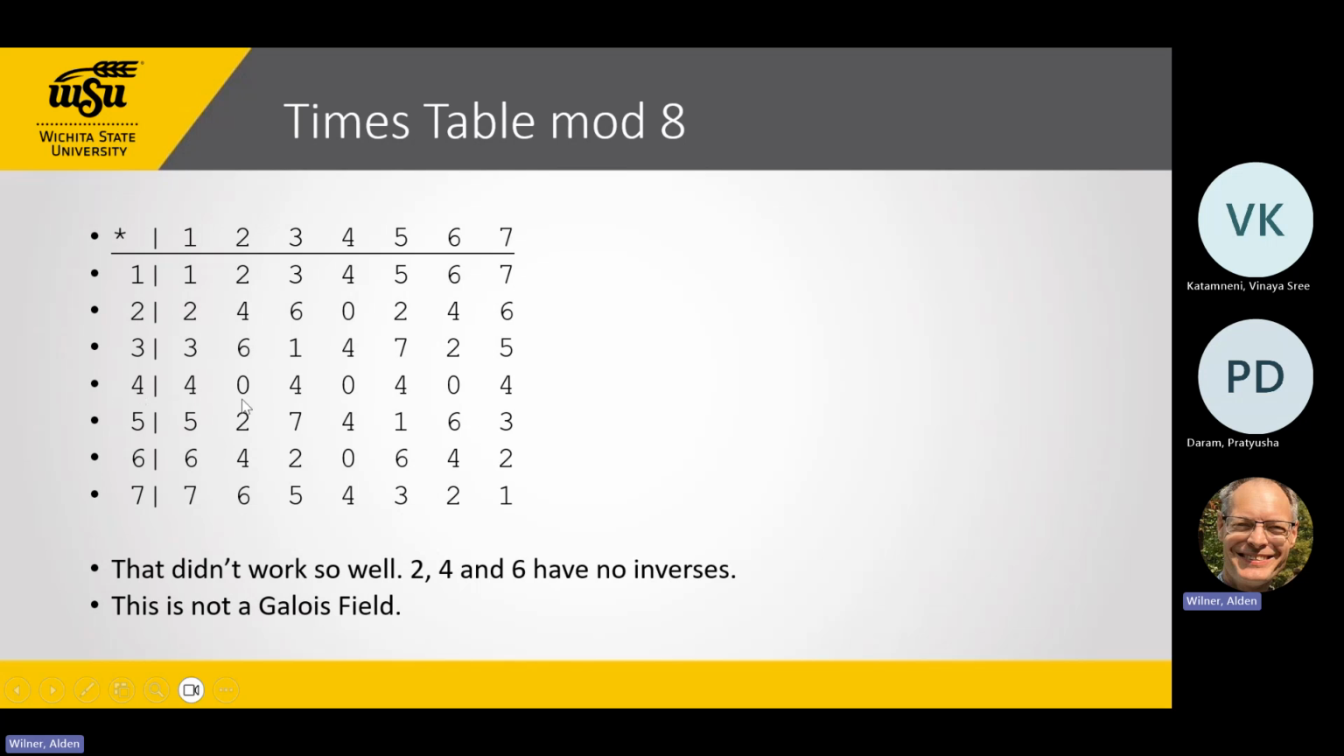4 times 1 is 4. 4 times 2 is 8, modulus 8 is 0. 4, 0, 4, 0. There's zeros in this table. And there's no ones on that row, right? This is not a Galois field.